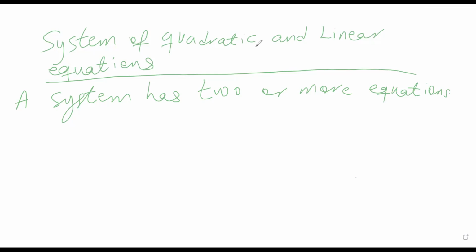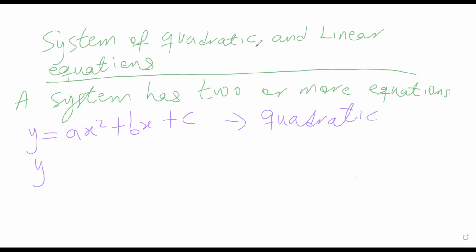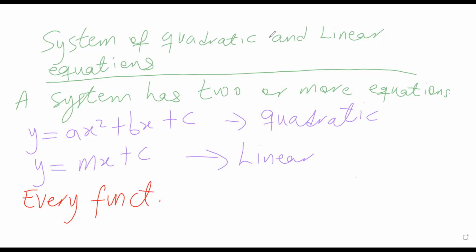We know that a quadratic equation is written in the form y equals ax squared plus bx plus c. The purple stands for quadratic. And a linear equation is given in the form y equals mx plus c. So if I have two equations, one quadratic and the other linear, every function has its own graph.